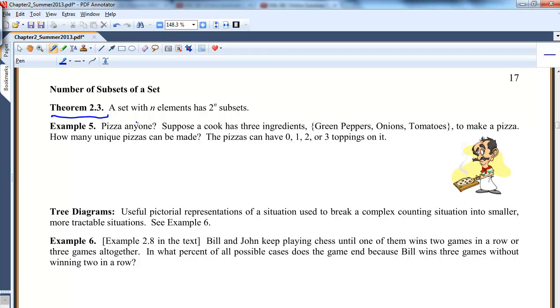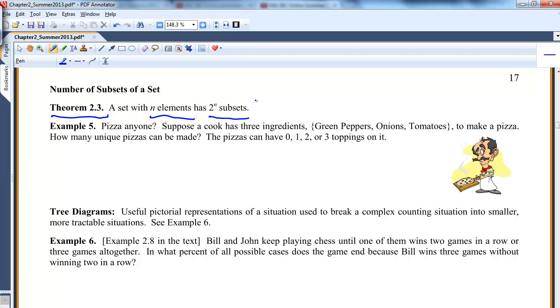problem that pertains to this theorem, and I know a lot of people don't realize that this theorem is being used in a problem. Sometimes it's hard to pick out, but this is when you're trying to find a set that has elements, how many subsets it has. So a set with n elements has 2 to the n subsets.